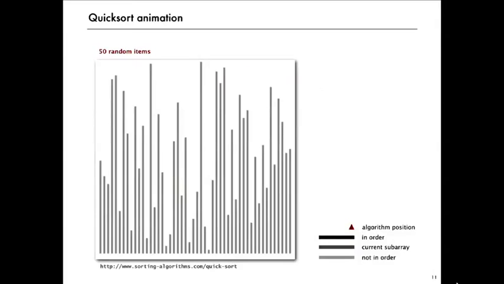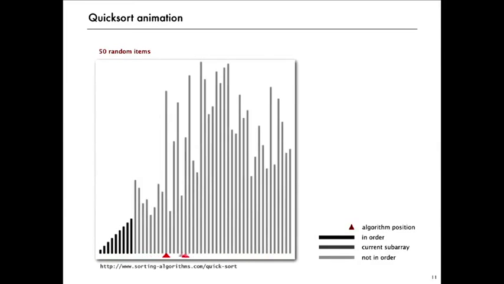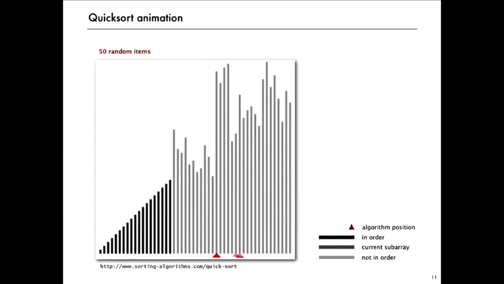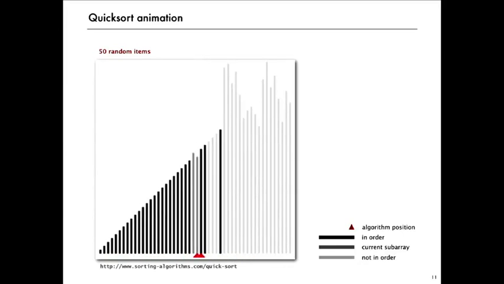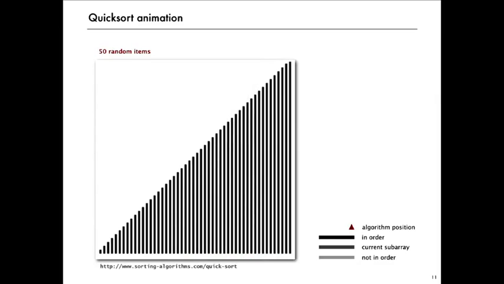Let's look at an animation of Quicksort in operation. There's the partition. Now it's working on the left. Now it's partitioning the right. Now it's working on the left part of the right. Now it's partitioning what's left, doing the left part of that. And working from left to right by dividing each subarray in half as it goes.